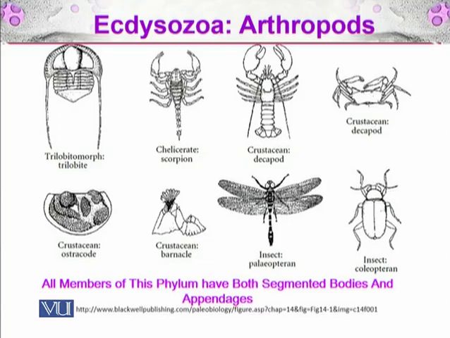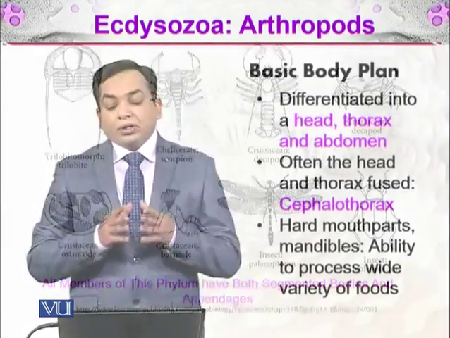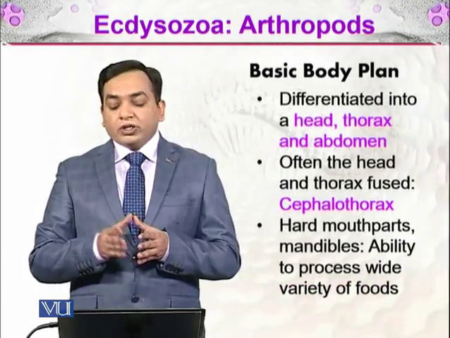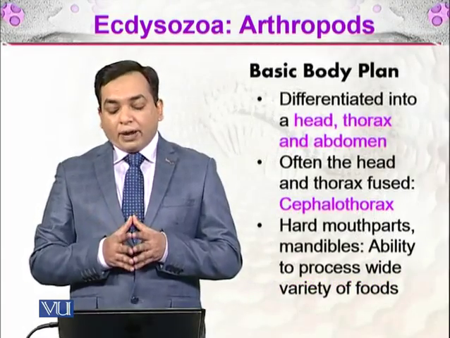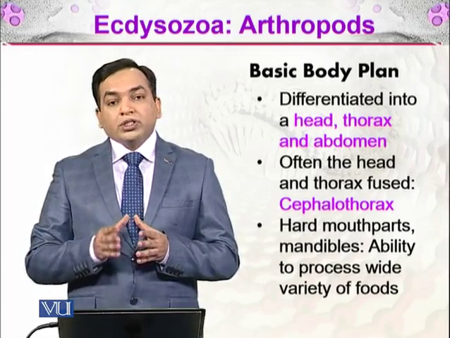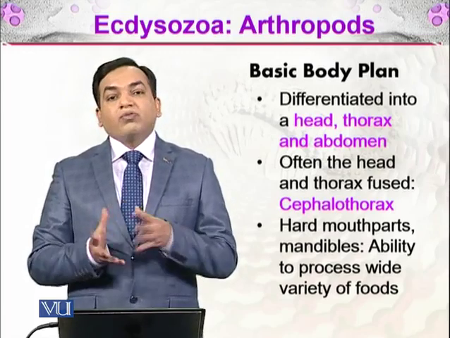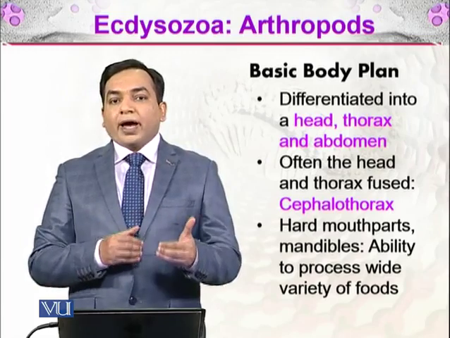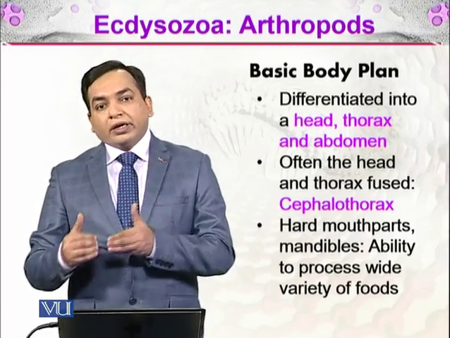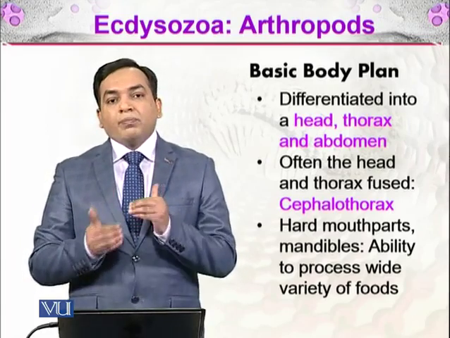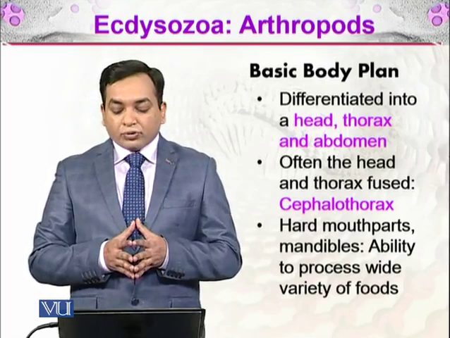All of these organisms, if you look closely, you would be able to see that they have segmented bodies, and you can see the different appendages coming out of their bodies. That makes them arthropods. Their body is differentiated into head, thorax, and abdomen. And often the head and thorax fuse, which is called cephalothorax. Cephalo comes from the head, and thorax means the second segment. And when they combine together, that is called cephalothorax.